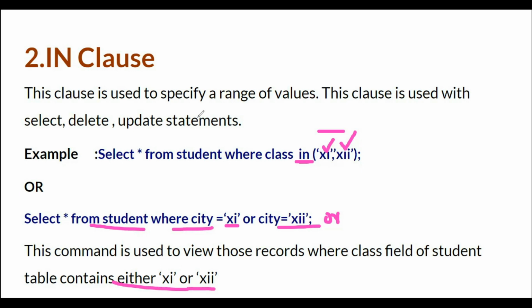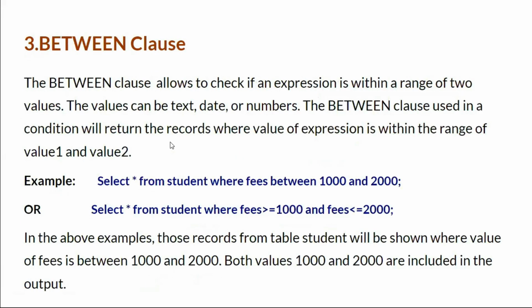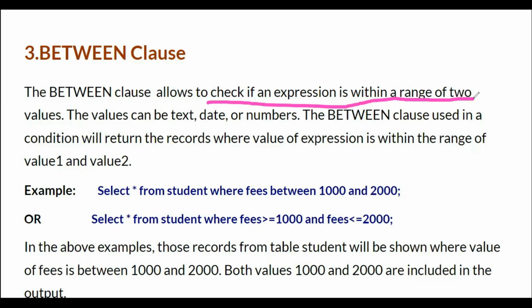So this is the second thing which is used. We'll move to the next class. The next class is the between class. When you have a range of two values, then you can go with a between class. This class allows you to check if an expression is within a range of two values.